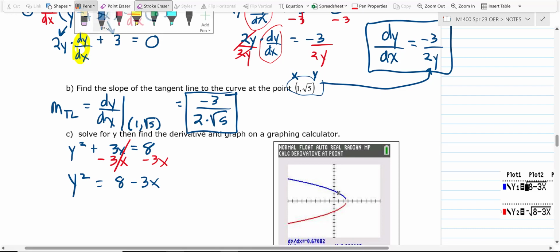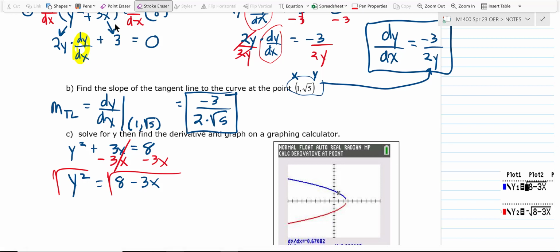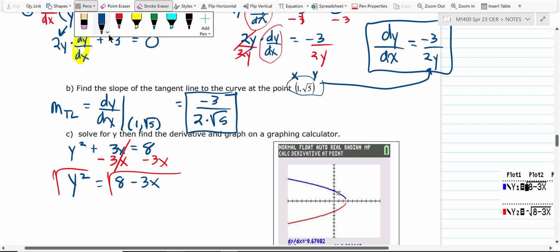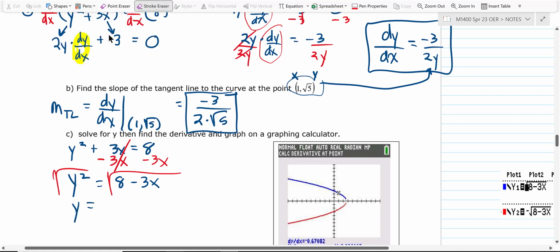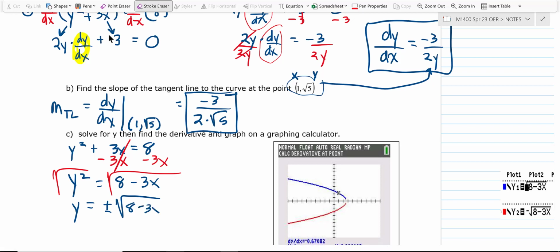Okay. But next, square root both sides. When you square root both sides, what do you have to remember to put in front of the radical? Plus minus. Good. Okay. All right. Okay. So we have y equals plus or minus the square root of 8 minus 3x. Okay, now we're going to go to our calculator, and I'll show you what I want you to put in your calculator.